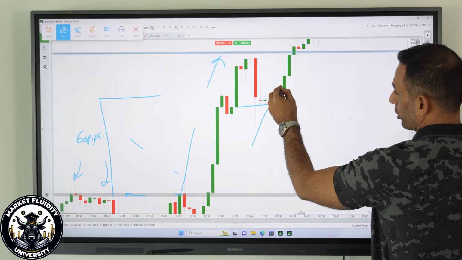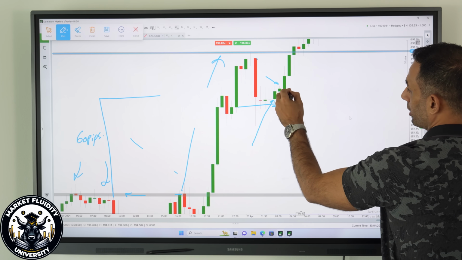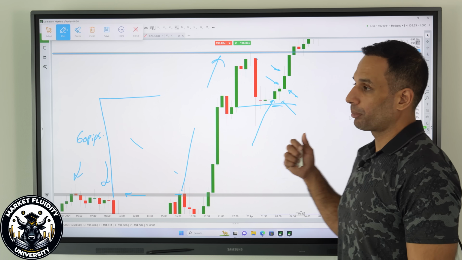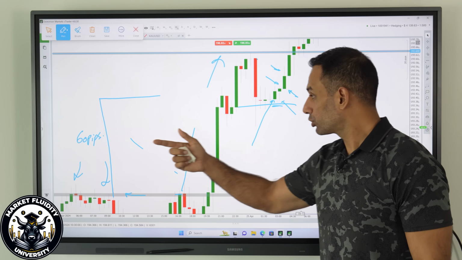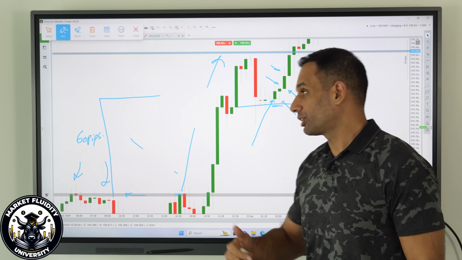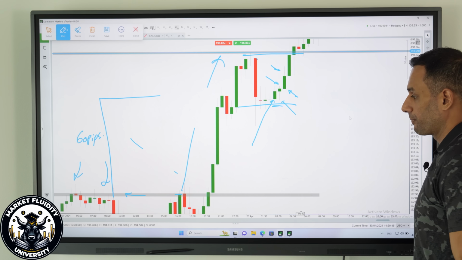As you can see, the next candle closes bullish, makes a higher low, makes a higher high. The next candle, again, higher high, higher low. This candle has no wick on the body. In Market Fluidity University, there's a module on candles where you learn what it means if a candle has no wick and how you're going to approach it. So this obviously means there's high volume, and then we continue on to fill this range.